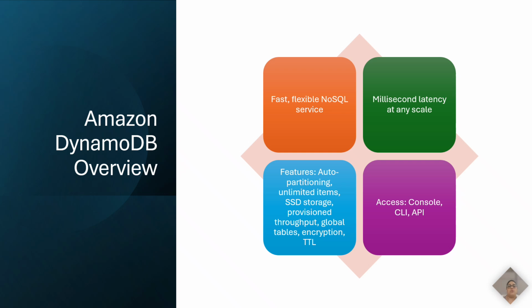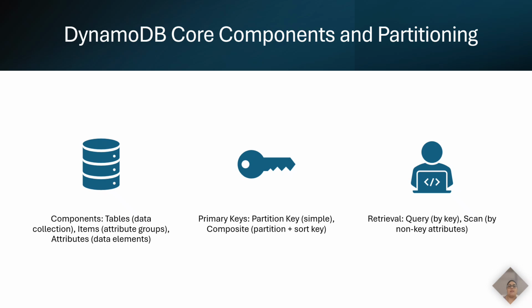Key features include global tables for multi-region replication, at-rest encryption, and time to live for auto-expiring items. It's perfect for mobile, web, gaming, ad tech, and IoT apps needing high performance. DynamoDB's core includes tables as data collections, items as uniquely identified attribute groups, and attributes as individual data elements. Use partition keys for simple identification or composite keys, partition plus sort, for sorting. As data expands, it's partitioned by keys for efficient access.